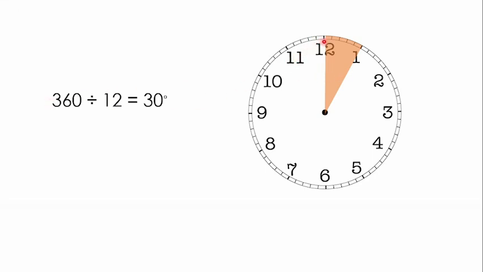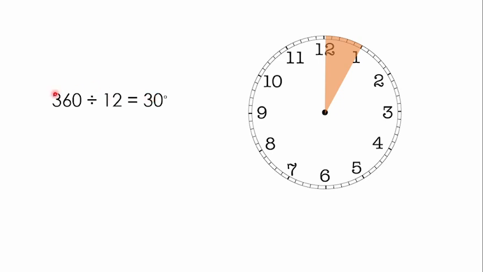We know that a complete circle has 360 degrees and a clock has 12 equal parts. So I need to find what is the degree of one part. For that I need to divide 360 by 12 because the whole circle has 360, and if we divide the whole circle into 12 parts, that will give me the degrees for one part.